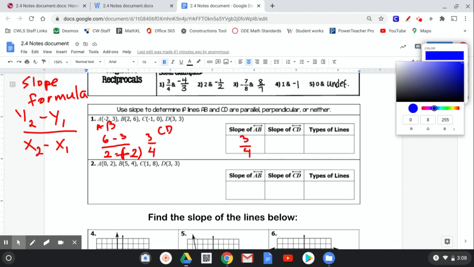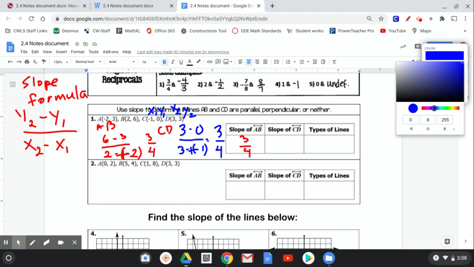Now, if I go and do the next one, CD, okay? This one is going to be y2 minus y1, so it's going to be 3 minus, and here I can label the points, x1, y1, x2, y2, okay? So 3 minus 0 over 3 minus negative 1, put it in parentheses. Again, if you subtract the debt, you add, okay? So 3 minus 0 is just going to be 3. And then 3 plus 1 is going to give us 3/4.